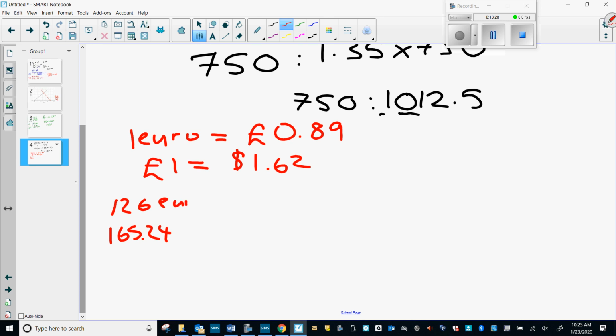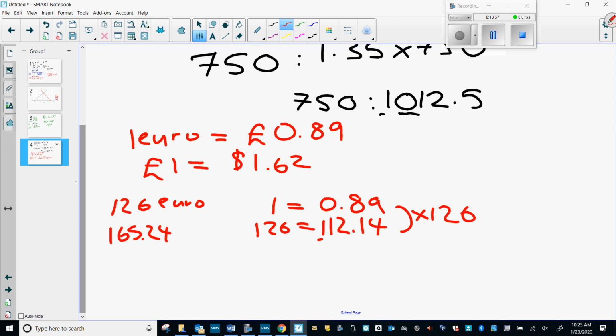So you want to convert both of these into pounds. First we're going to convert France's into pounds. So 1 euro equals 0.89. Using your ratio skills, this is 126, so you times 126 by 0.89, which equals 112.14. So that is the camera in pounds.